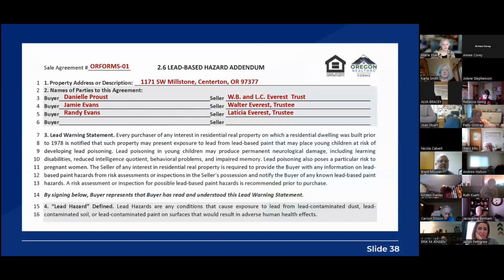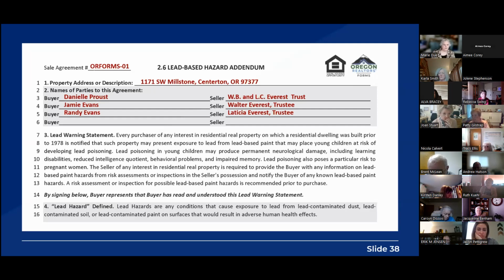Okay, so let's go through this. Top portion is pretty much the same as we have on all of them. Lead warning statement. This talks about all of the different things that are going to be on there. Of course, 1978. One of the questions I always get asked when I talk about lead-based paint is, well, Oregon banned lead-based paint in 1972. Well, they were given 6 years to use up the inventory. So the federal rule is January 1st, 1978 or after. So that is why it is there. And even though they stopped selling it in Oregon, it could still have been out there.